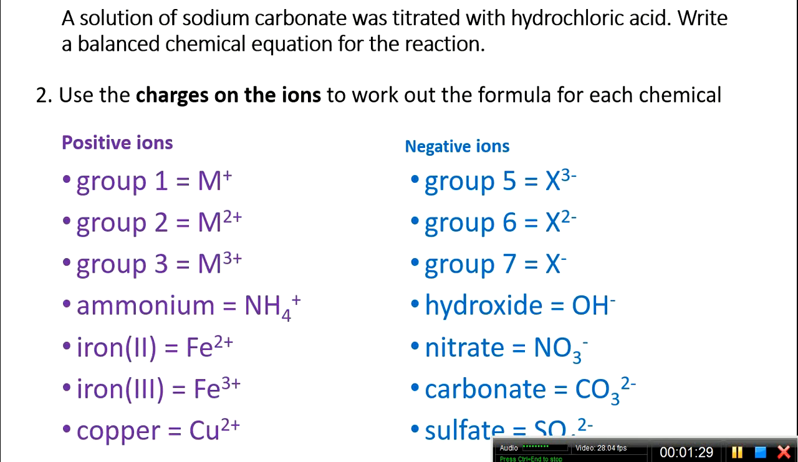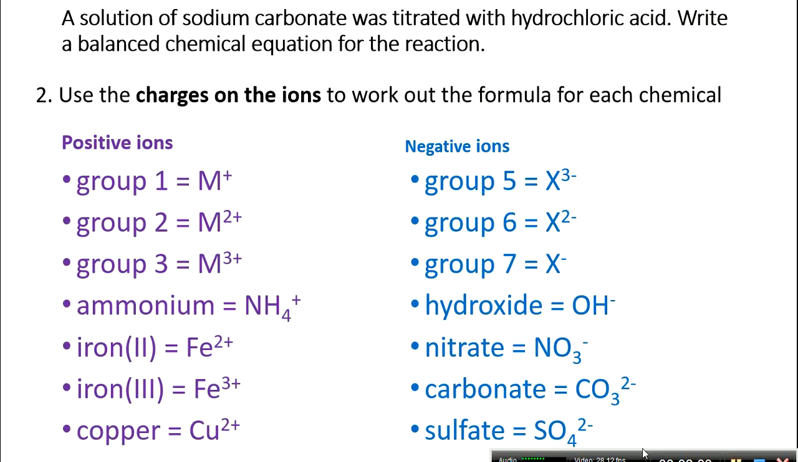If you're not sure where these charges come from, it's best to spend some time revising your ionic bonding. The transition metals, so iron and copper, if you need to know the charges of those, they will give them in Roman numerals. So iron 2 has got a 2 plus charge, iron 3 has got a 3 plus charge. Copper down at the bottom there should have a Roman numeral of 2 to give you a 2 plus charge.